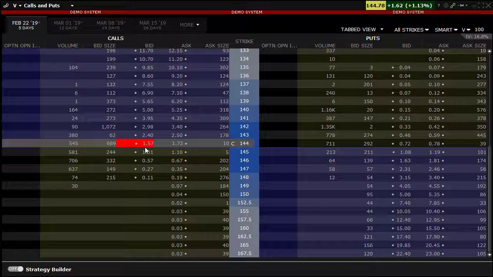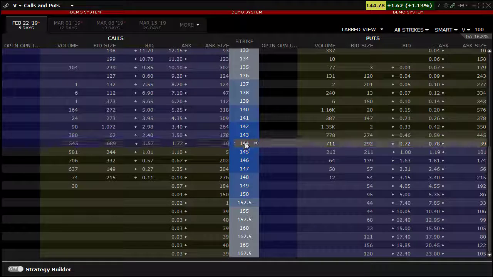Now, options have things that kind of define them. They have the strike price, which determines how they're going to trade on the day of expiration, and then they have the expiration, which is the day that they stop trading.